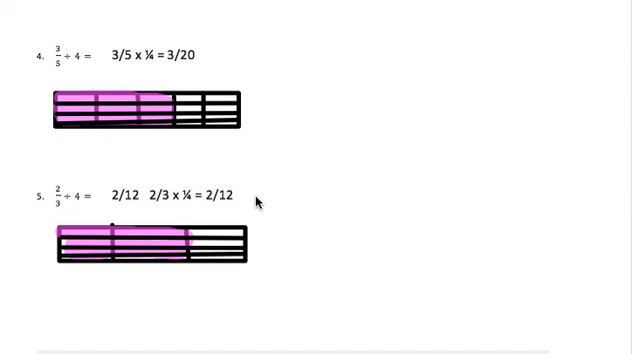Finally, when you get an answer, you may notice sometimes that that fraction could be simplified, as is the case in number 5. 2/12, each of those numbers is divisible by 2. So we can simplify that fraction into 1/6.